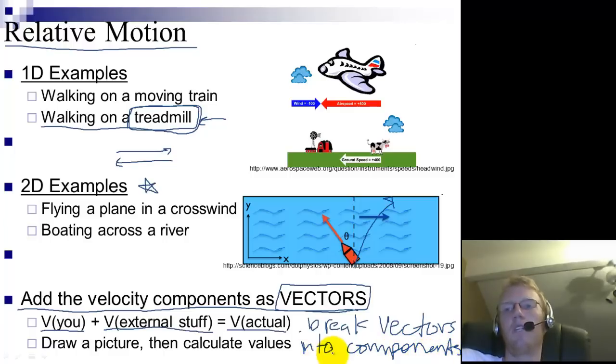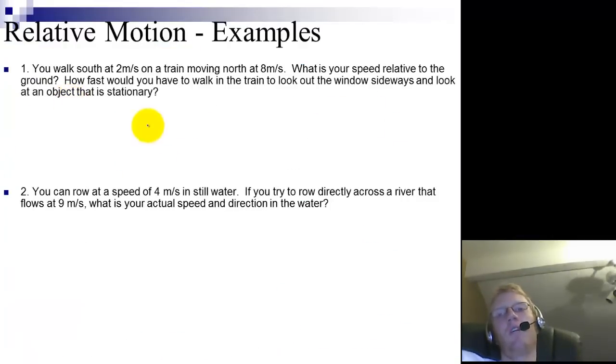So that's pretty terrible. I tried to do it in cursive, without unclicking the mouse. Break vectors into components. Draw a picture, calculate values. Let's do 2 example problems, and then we will be done with this lecture, and you can go on and start the homework.